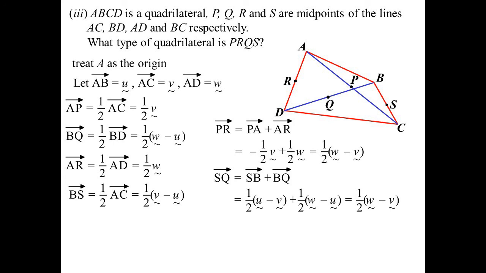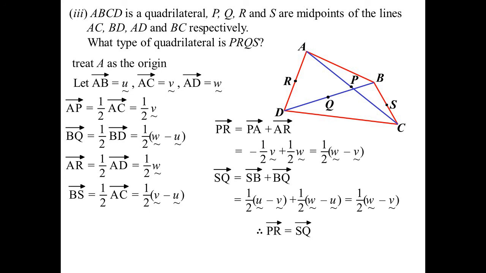The next vector we're going to try and find is SQ. That one is when we can join together SB and BQ. So SB, that'll be the negative of BS, so we'll get a half of U minus V, and then we'll add BQ, which is a half of W minus U, and we once again end up with a half of W minus V. So that means that the vector PR is equal to the vector SQ.